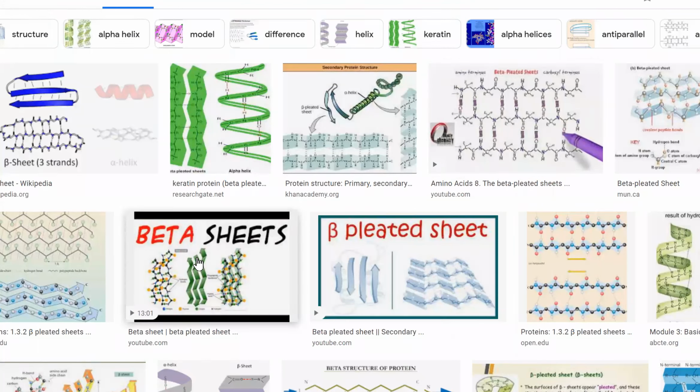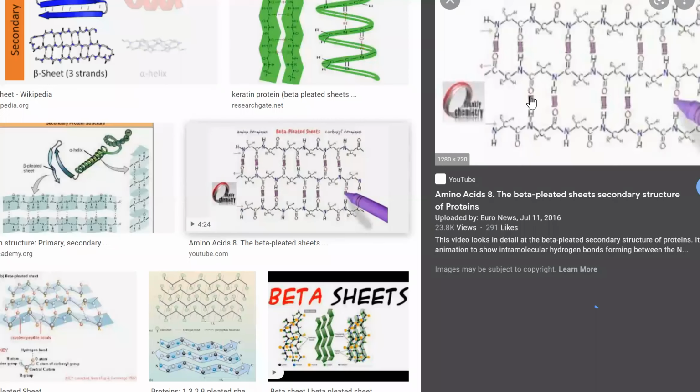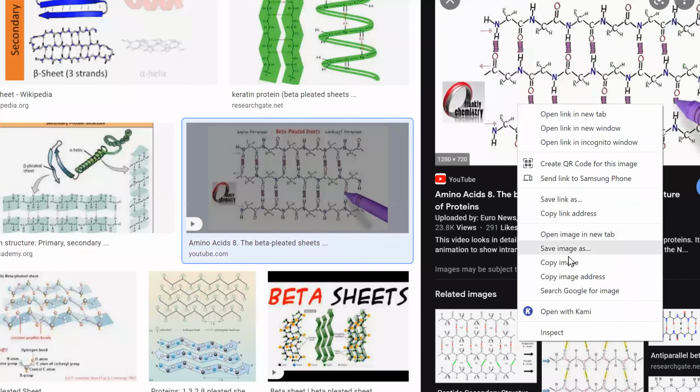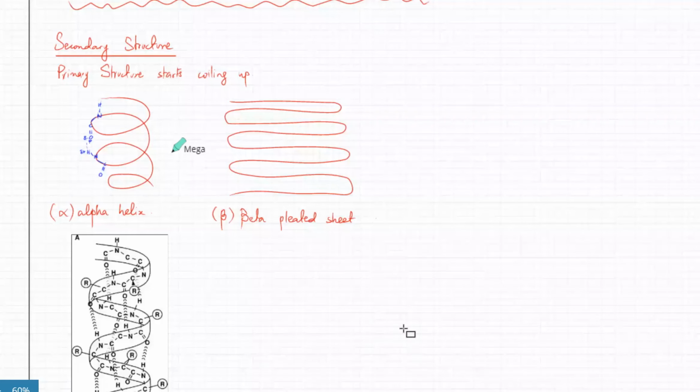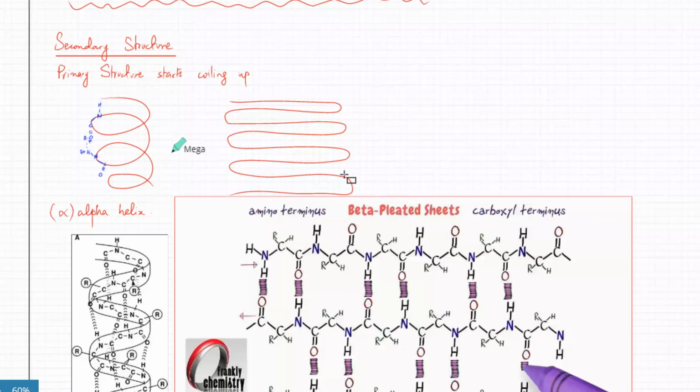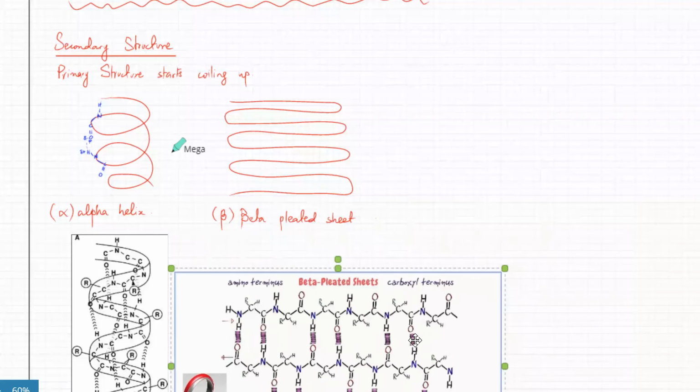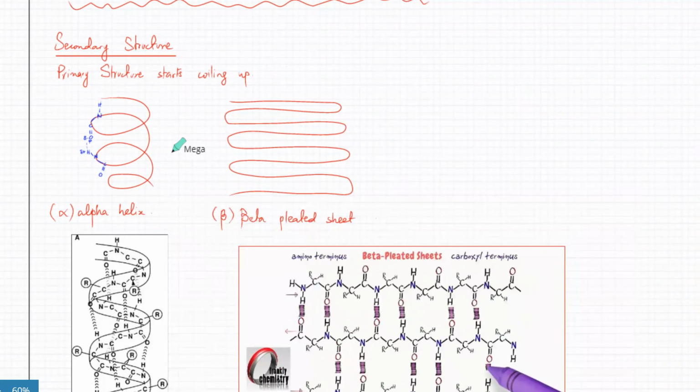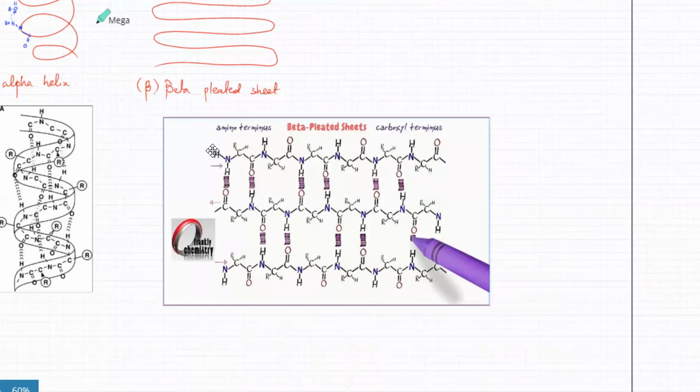So this is what a beta pleated sheet looks like. So we'll just copy this one. So that's how a beta pleated sheet would look. In this, the chains are kind of straighter. You've got a chain, you've got another chain. It's probably the same chain that's kind of getting coiled up like this. And the chains are pretty straight, not coiled up in that fashion.